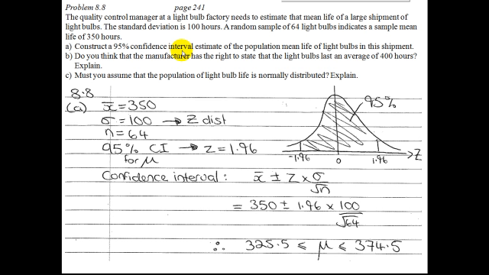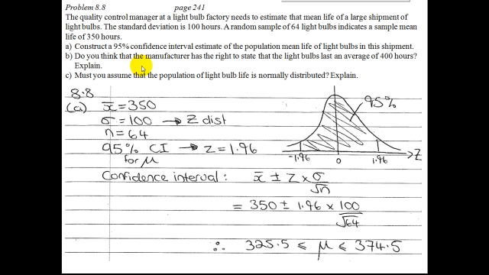It's a good idea to just write down all the information you've been given. You can highlight it as you go through the question, or you can just make a list of it as you go through. We've got our sample mean. We know that X bar is 350. We know the population standard deviation sigma, that's equal to 100.